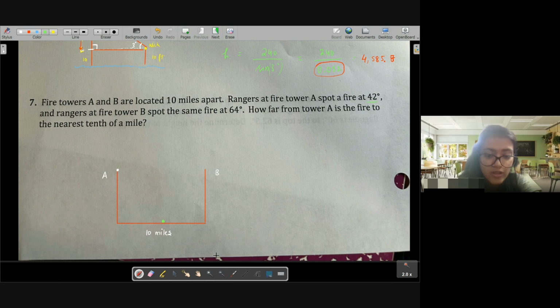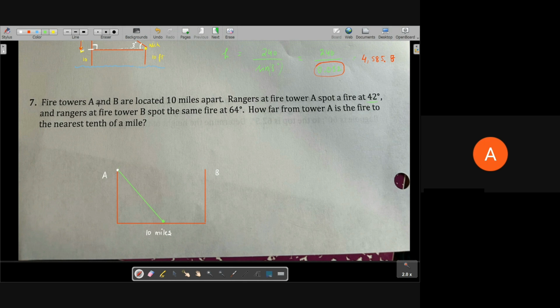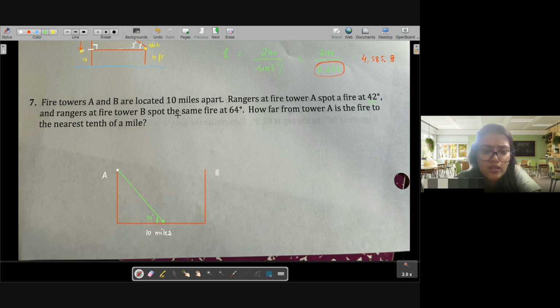Okay, so rangers at A spot a fire at 42 degrees. So which angle will be 42 degrees? Near where the hypotenuse and the 10 miles meet. Yes. And then rangers spot the same fire at 64 degrees, so this is 64 degrees. Okay, how far from tower A is the fire to the nearest 10th of a mile?